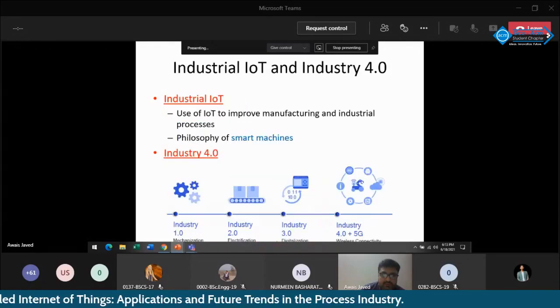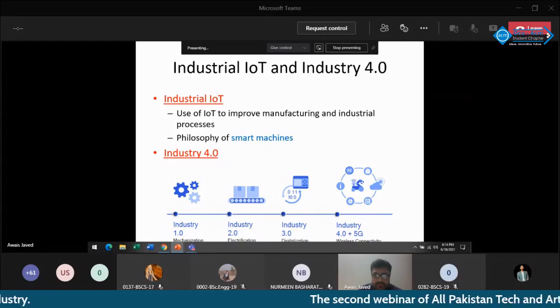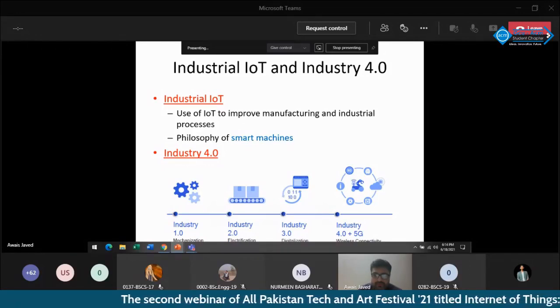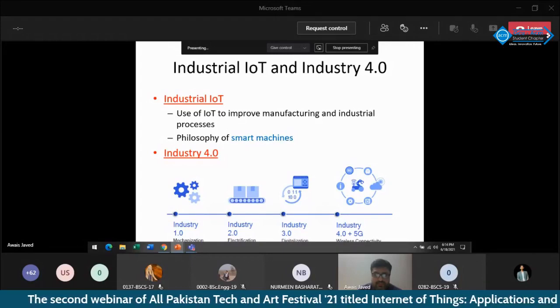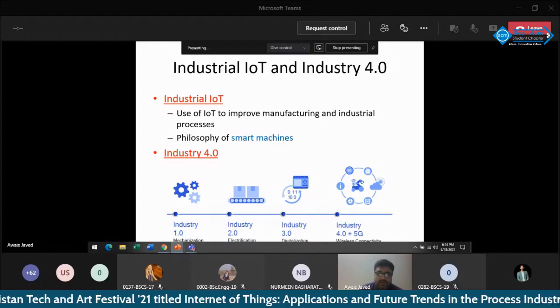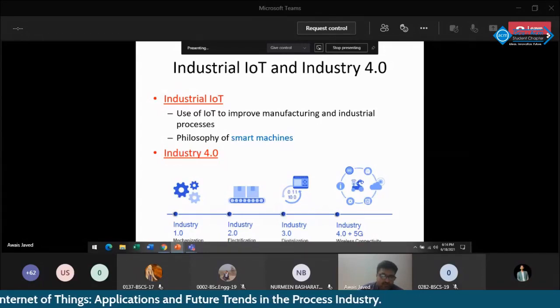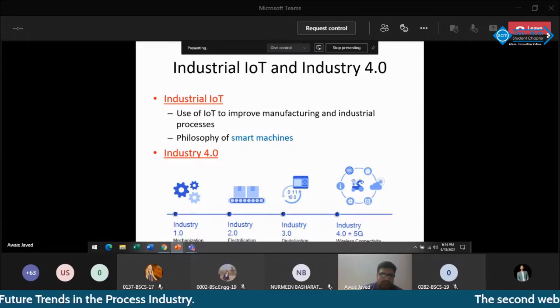So next I'll move to the industrial IoT. Industrial IoT is basically the use of IoT to improve manufacturing and industrial processes. The philosophy of smart machines is basically implemented by industrial IoT. As we know, industry has evolved over the years, starting from industry 1.0, which was about mechanical mechanization, for example, applications such as steam engines.